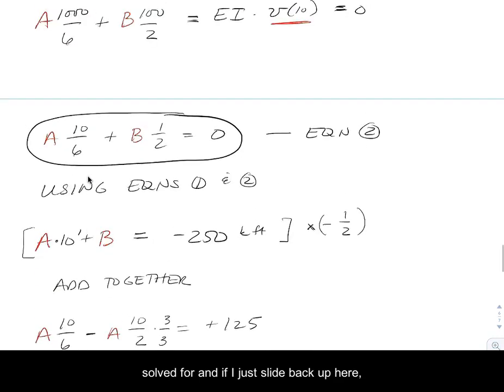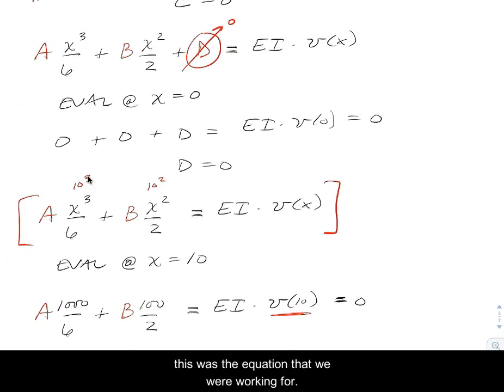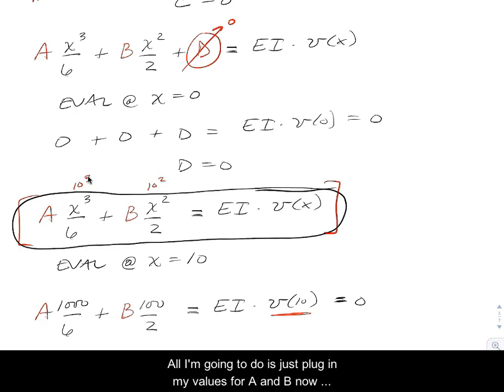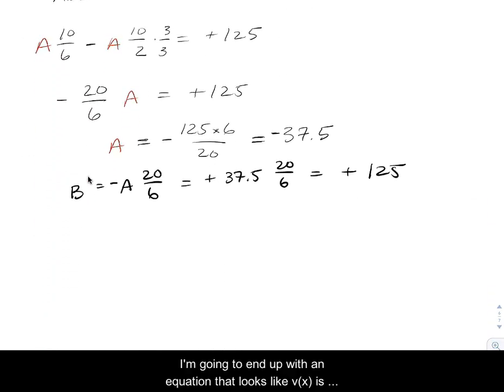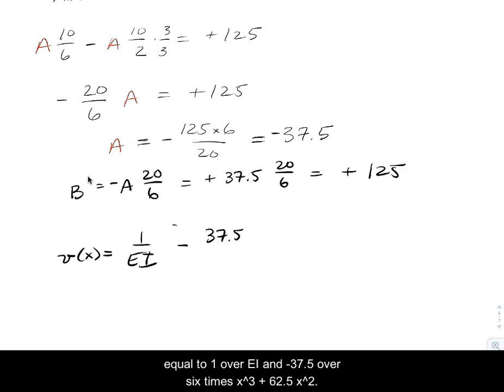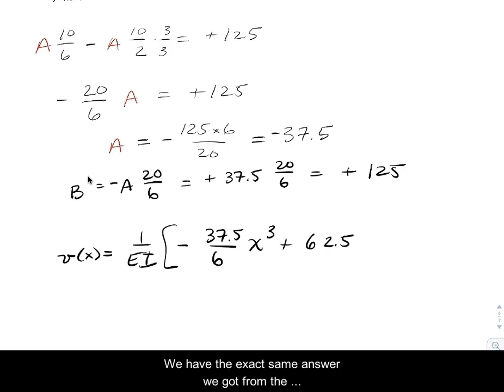So if I just slide back up here, this was the equation that we were working for. And all I'm going to do is plug in my values for a and b now that I have them. If I do that, I'm going to end up with an equation that looks like v of x is equal to 1 over EI times minus 37.5 over 6 times x to the third plus 62.5 x squared. And so we have the exact same answer we got from the second order beam equation. So this is a match.